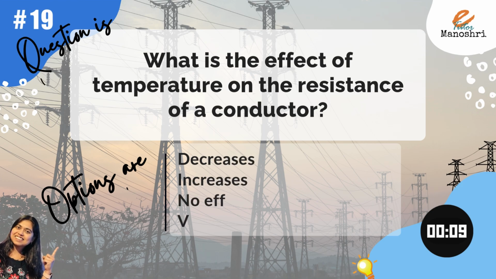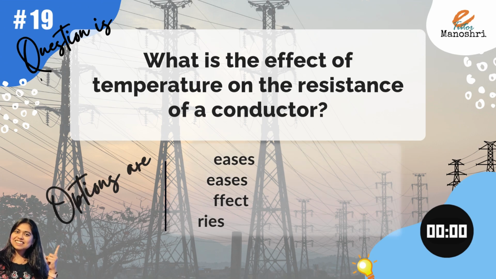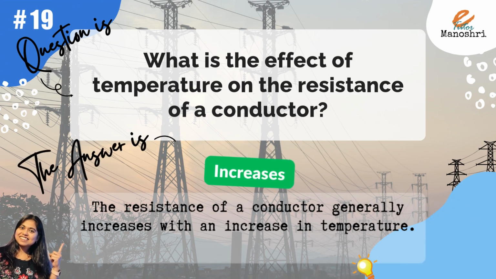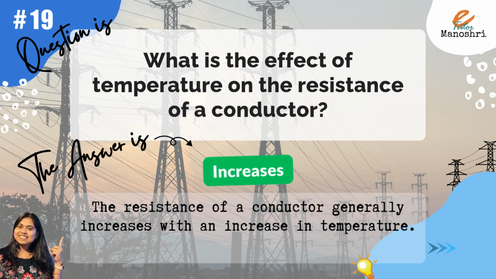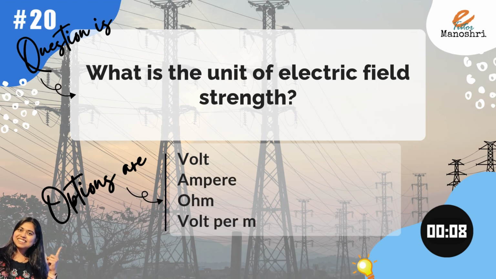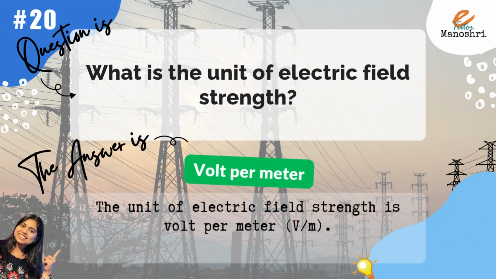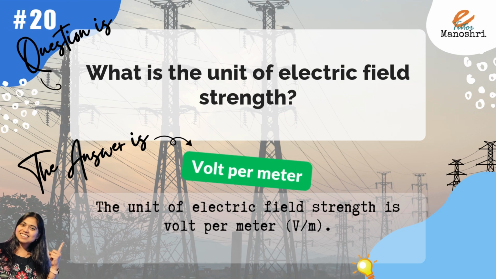What is the effect of temperature on the resistance of a conductor? The resistance of a conductor generally increases with an increase in temperature. What is the unit of electric field strength? The unit of electric field strength is volt per meter.